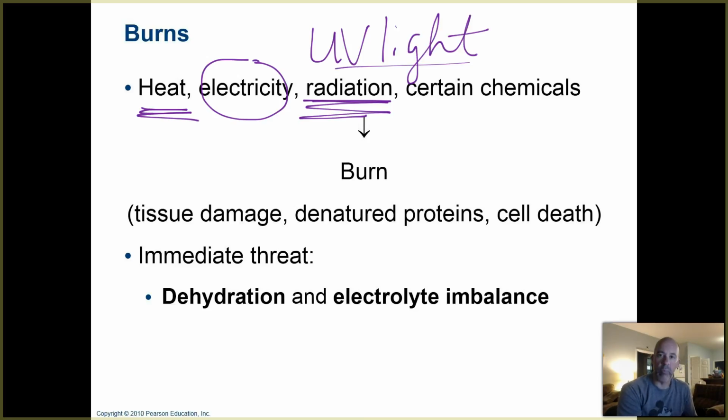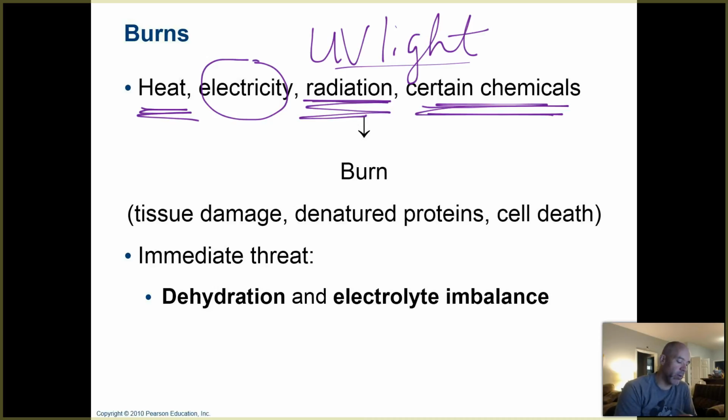But other types of more dangerous radiations can cause burns as well, such as the radiation that they use for cancer treatments. You have to be careful with that. They shoot radiation towards a tumor through the skin, and that's going to burn the skin in that area. And then certain types of chemicals can cause burns as well.